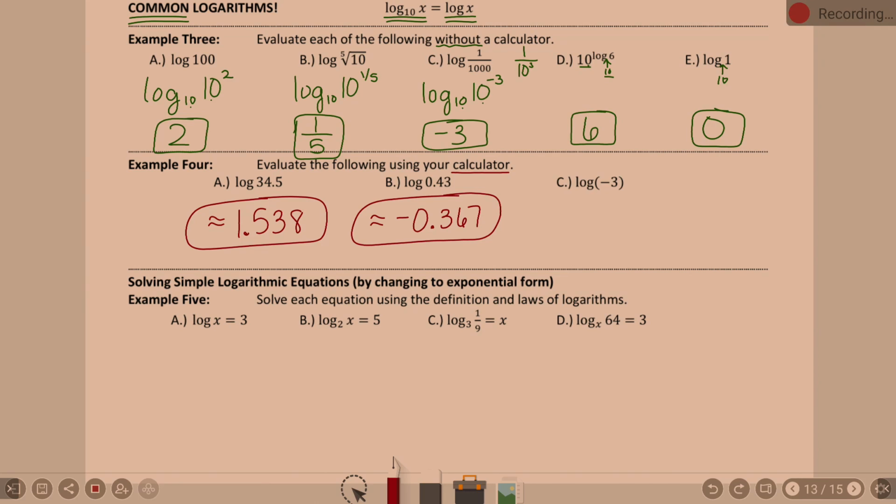What about log of negative 3? No answer. You're getting an error of some sort, right? Officially, I'm going to write this as undefined. I was trying to guess what kind of equivalent to no solution, but I'm writing it as undefined. Why is it undefined? Why can't we do it?